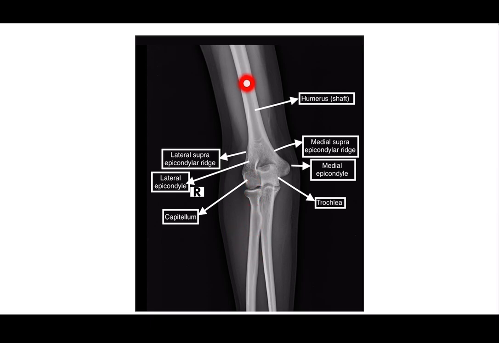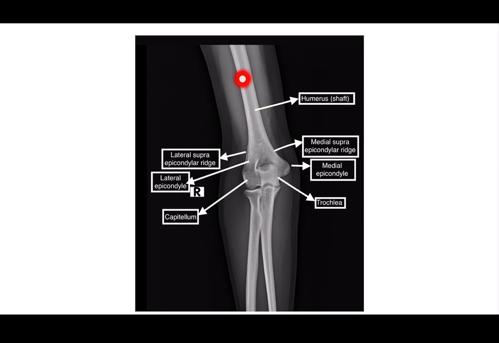Revising again, this is the shaft of humerus. This is the lateral supraepicondylar ridge. This is the lateral epicondyle. This is the capitellum. This is the head of radius. This is the neck of radius. This is the radial tuberosity. Now coming to the medial aspect.